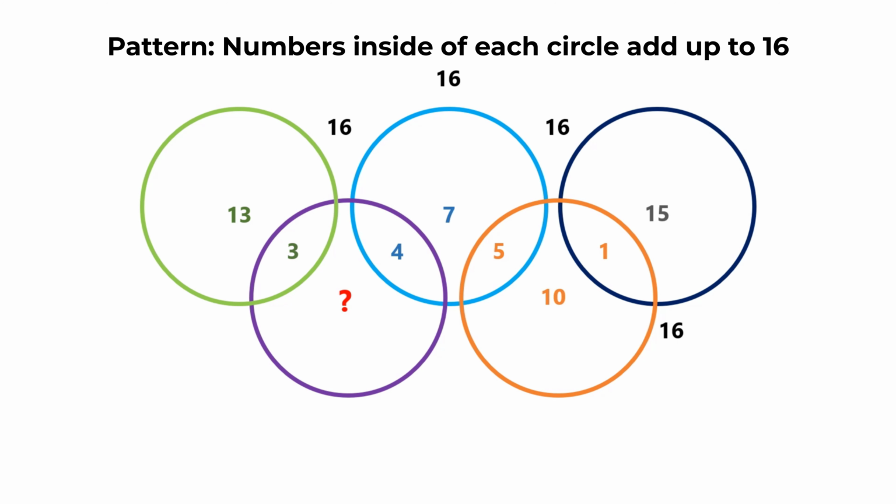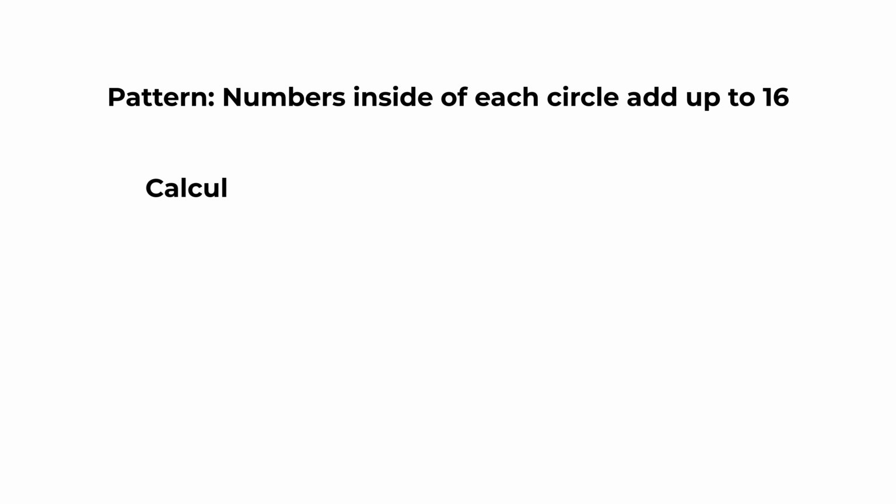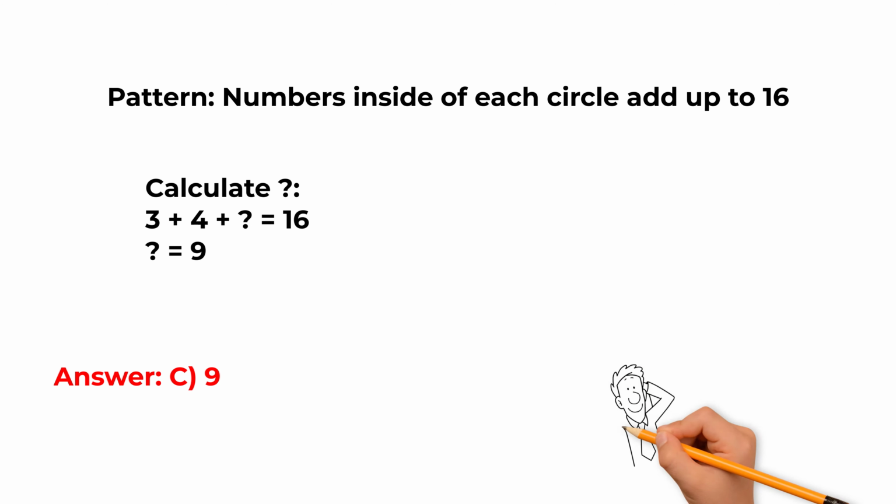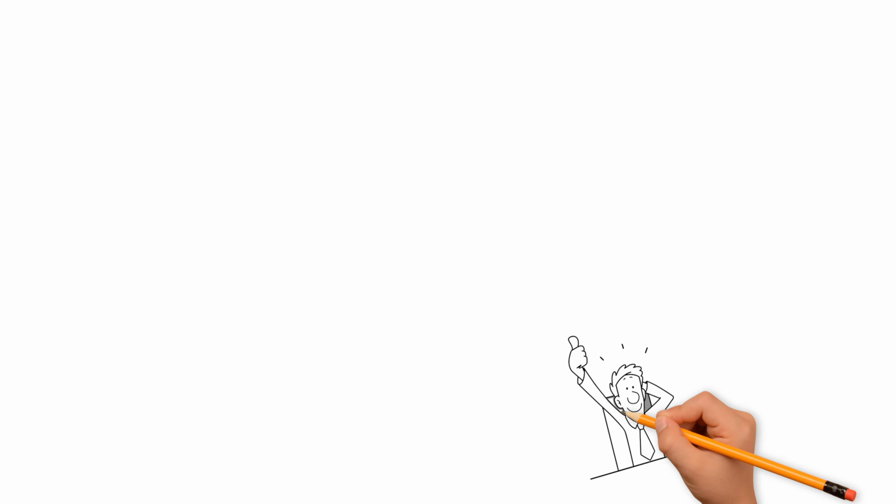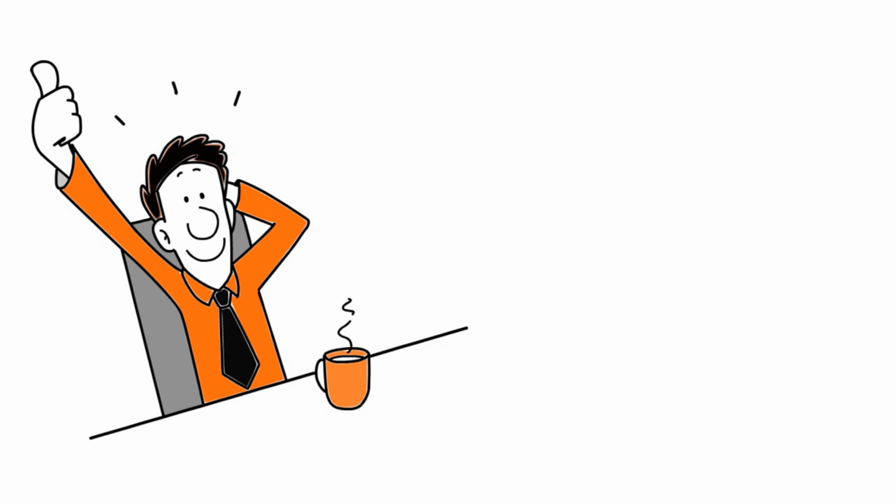So to calculate the question mark, which is the missing number, we need to add 3 plus 4 plus the question mark and make an equation to make it equal 16. After doing the calculation, you see that the question mark and the missing number equals 9. So the correct choice here is choice C, 9. Hopefully you've nailed this question and now know how to answer similar problems in the test.